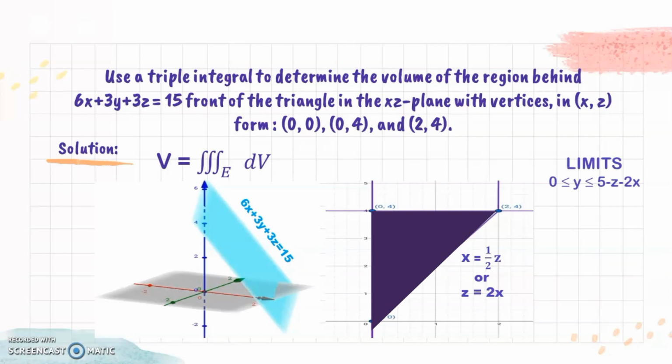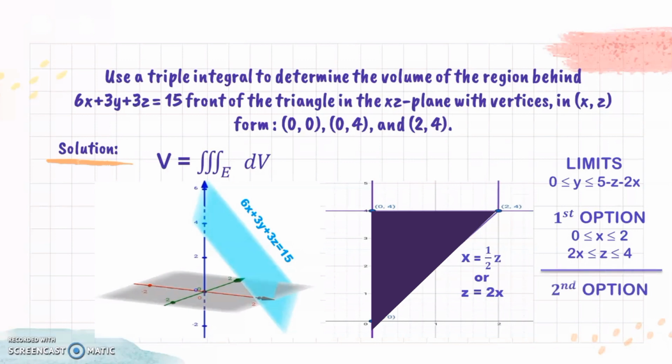Next, for x and z, we will be having two options for the set of inequalities. The first option is that the limits of x is greater than or equal to 0 but less than or equal to 2, and the limits of z is greater than or equal to 2x but less than or equal to 4.